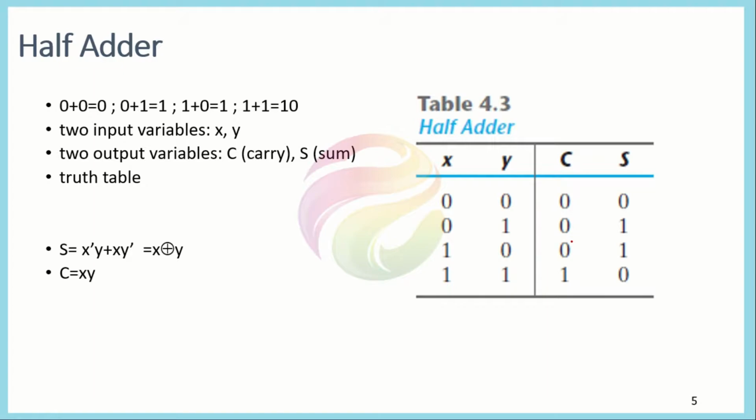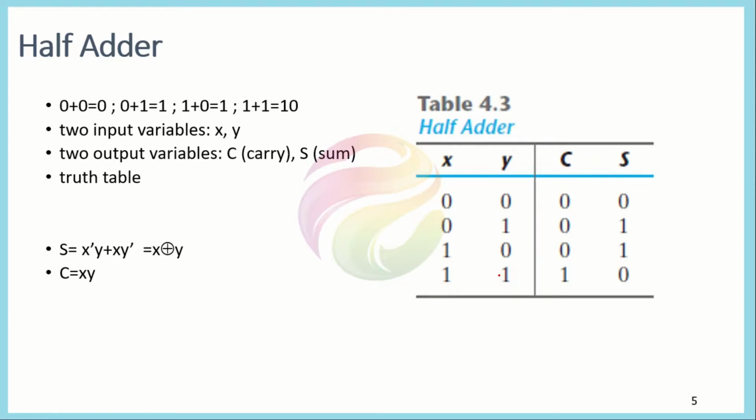Again, the carry will remain 0. When both of them are equal to 1, then we have sum equal to 0, while a carry of 1 is generated or transferred to the next column. So to accurately represent this process, we need a 2-bit output. So we have represented it in the form of sum and carry.